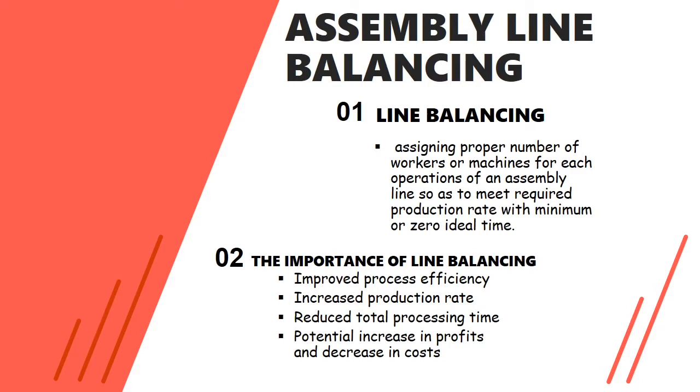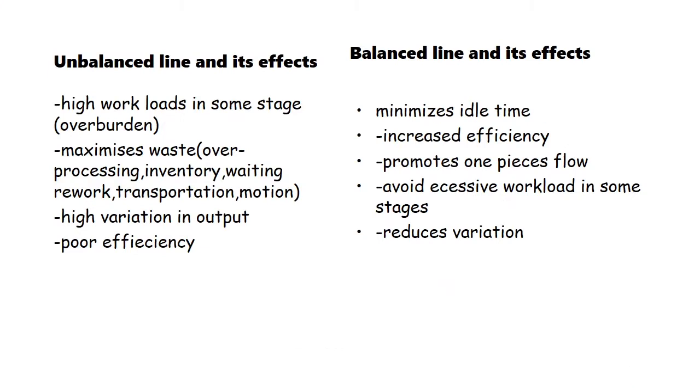So the next slide, I want to show what is the effect if the line balancing is unbalanced and balanced. If the line balancing is unbalanced, high workload in some stages will overburden. Besides that, it will also maximize waste in overprocessing, inventory, waiting, and transportation and motion. It also will make high variation in output and poor efficiency. So if the line balancing is balanced, it will minimize idle time, will increase the efficiency, will promote one-piece flow, and will avoid excessive workload in some stages and reduce variation.